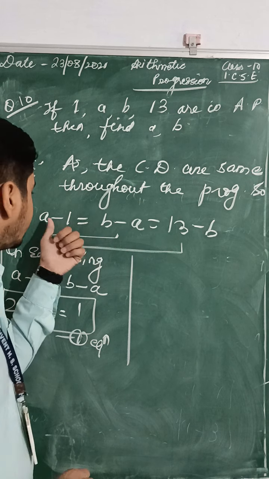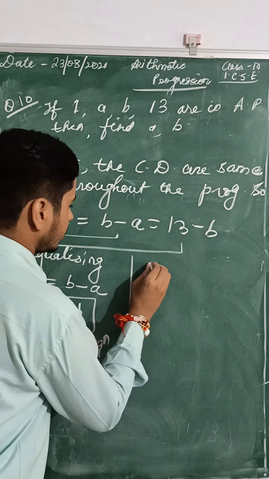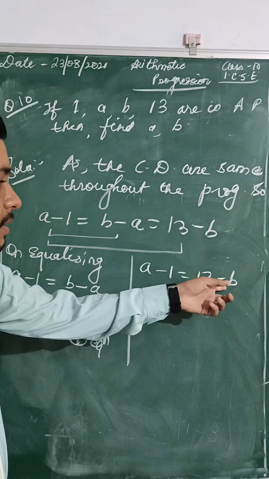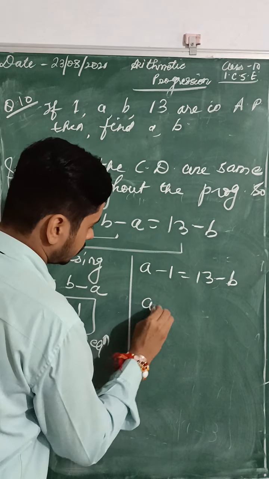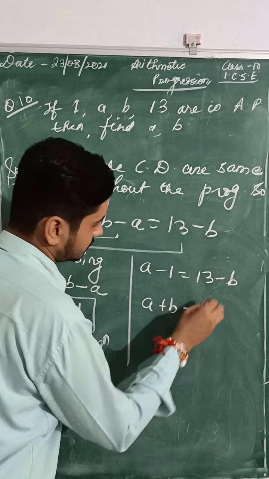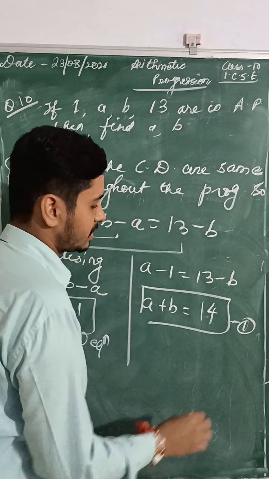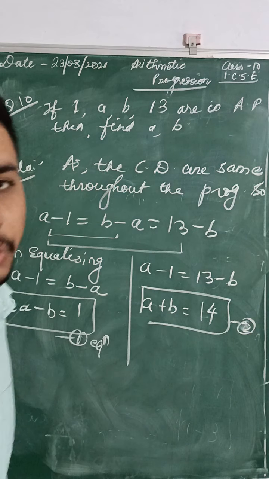Now take the first one and the last one. So a minus 1 is equal to 13 minus b. Take minus of b here, so a plus b, and minus 1 will be transposed that side, so 13 plus 1, 14. So this is the second equation.